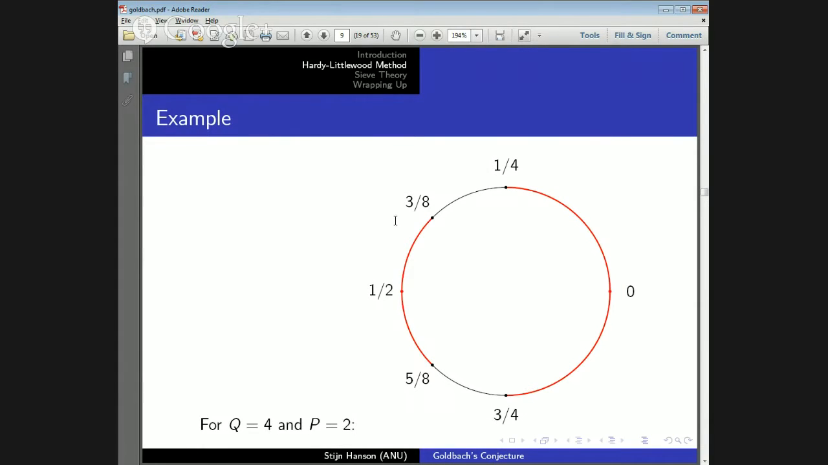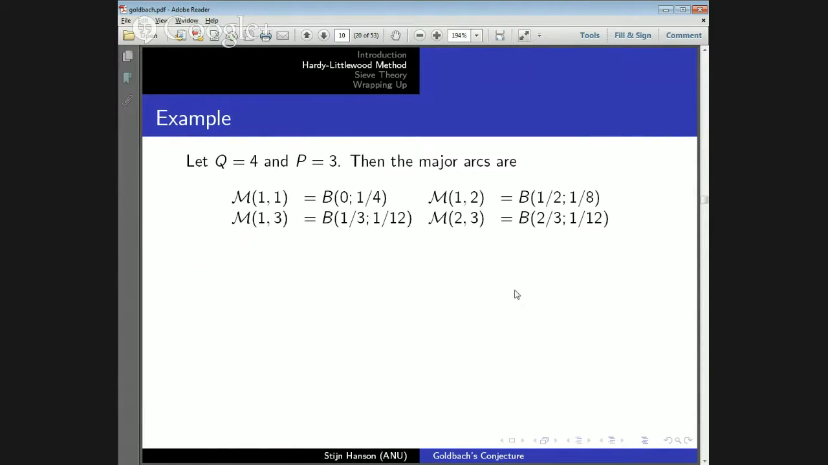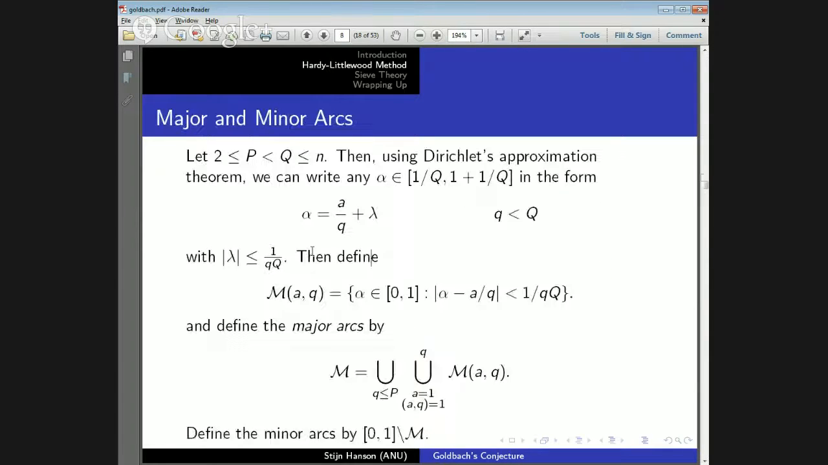So to take a brief example, I'm going to have a quick picture and then come back to it in a minute. So this is a rough idea of what major arcs look like when we've only really got 2 of them, but this is the image to have in mind. So I'm going to take the example of q equals 4 and p equals 3. Then the major arcs become, so m of 1, 1, is the set of all real numbers in 0, 1 which are less than 1 over 4 away from 1 or 0. They're essentially the same thing.